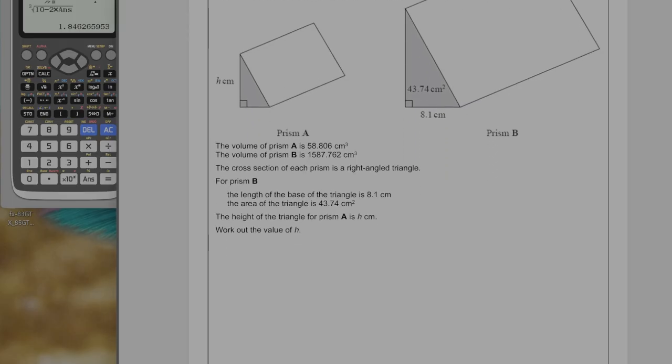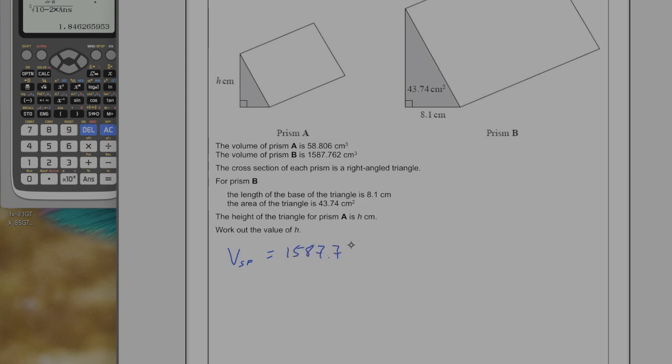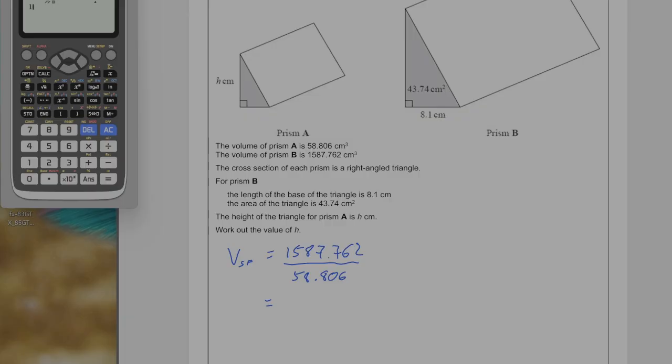Okay, so my first step here is to look at the volumes. So what I'm going to say is that the volume SF is going to be equal to the volume of A, which is 1587.762, divided by the volume of prism B, which is 58.806. And I'm hoping that's going to give me a nicer number. We're looking about 25-ish. 25 would be nice. No, it wouldn't actually. So let's have a look.